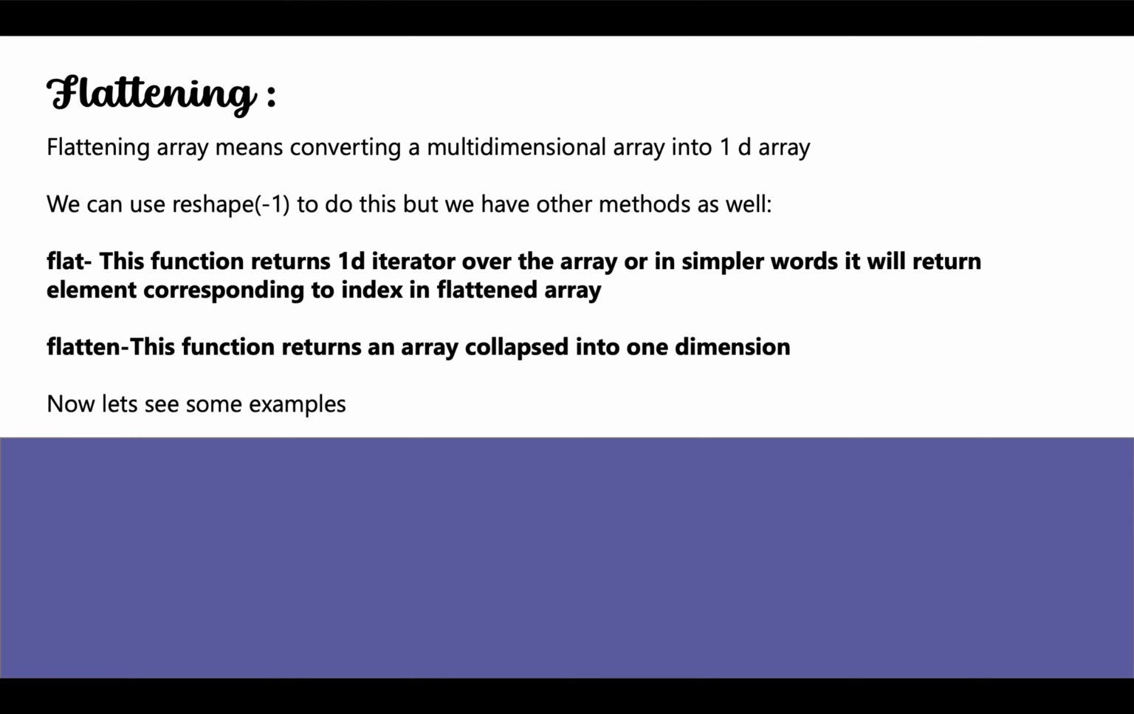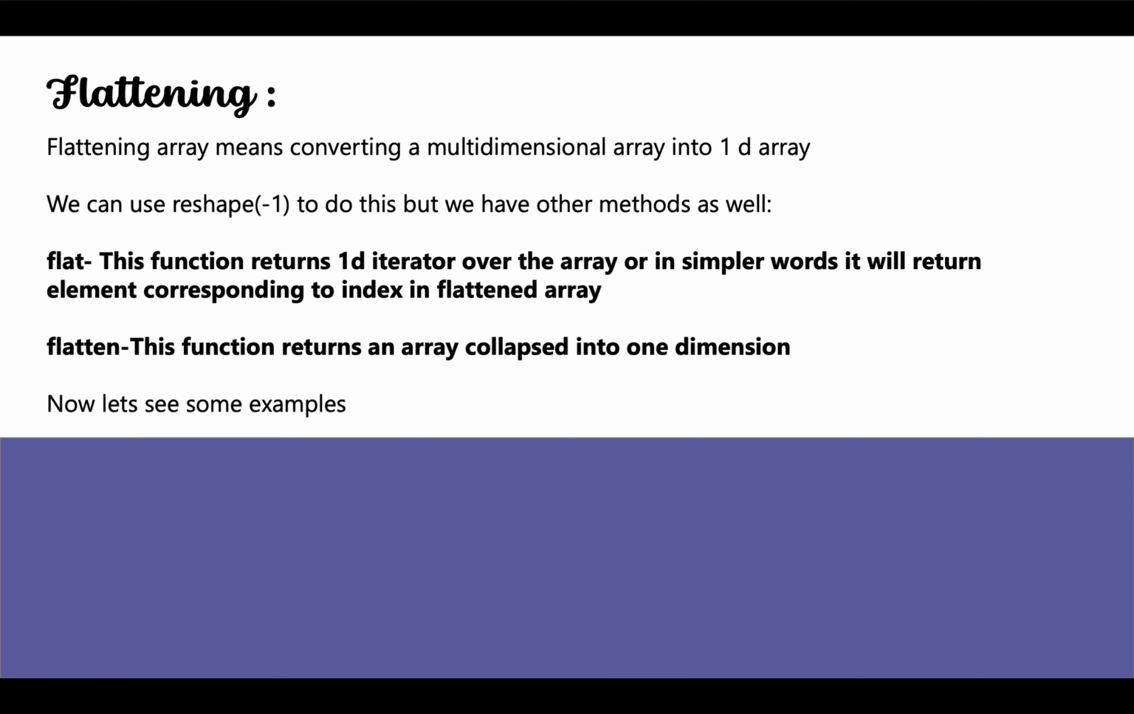So one of the methods is flat. This function returns a 1D iterator over the array, or in simpler words, it will return the element corresponding to the index in the flattened array. And the other method is the flatten method. This function returns an array collapsed into one dimension, or it returns a 1D array. Now let's see some examples.